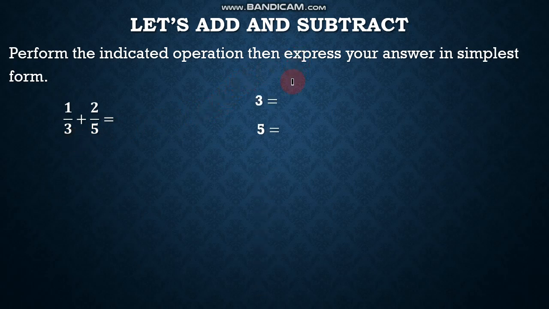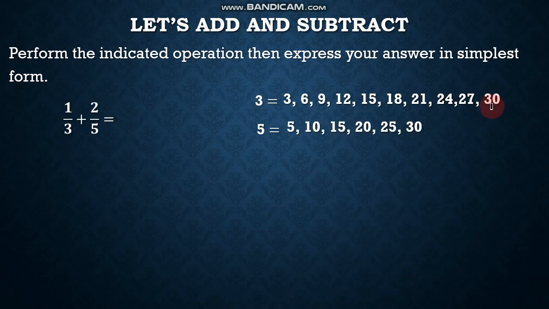The multiples of 3 are 3, 6, 9, 12, 15, 18, 21, 24, 27, and 30, so on and so forth. And the multiples of 5 are 5, 10, 15, 20, 25, 30, so on and so forth. For these two numbers, 3 and 5, the common multiples are 15 and 30. And the least common multiple of 3 and 5 is 15. And 15 is our new denominator.